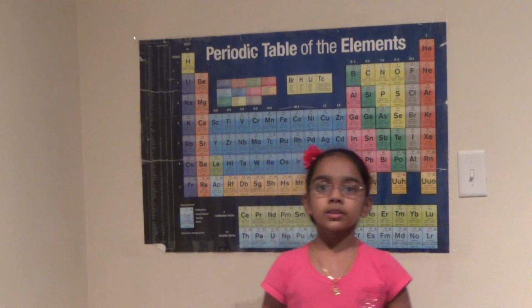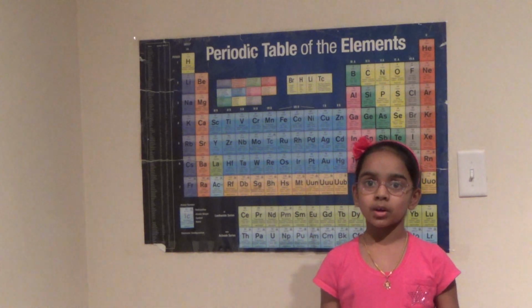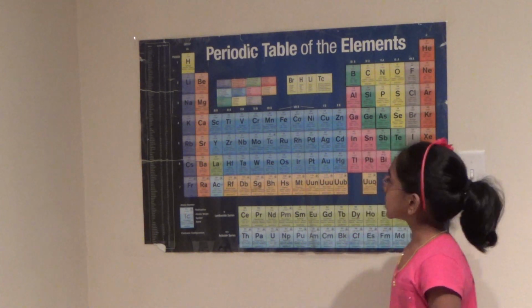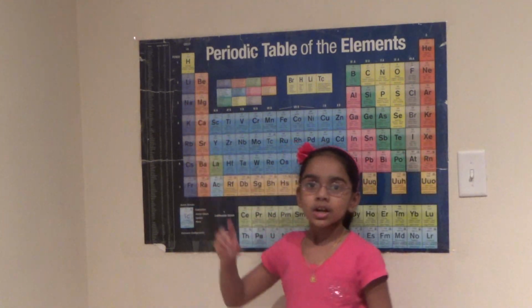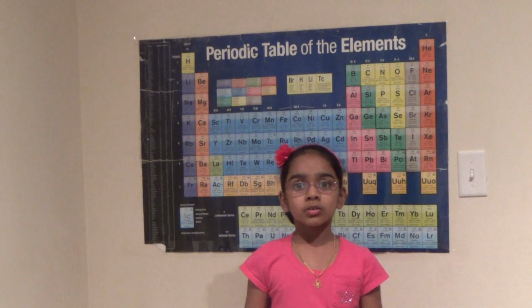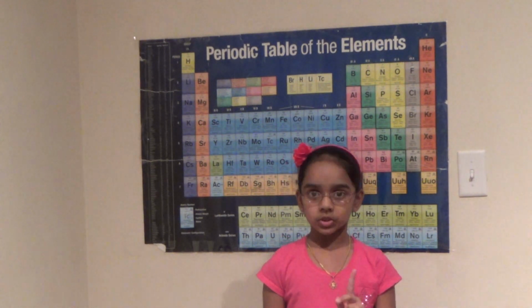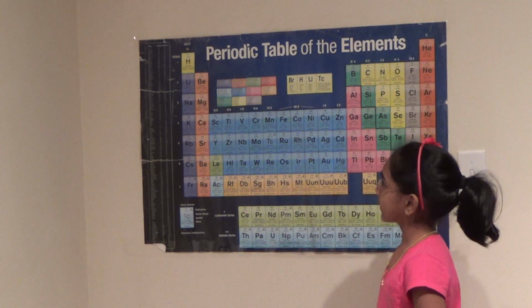Okay, and the number of electrons is equal to the number of protons. And the atomic numbers over here, for example, let's go for hydrogen, it has one electron, and that also means it has one proton. Okay, now let's move on to the elements.